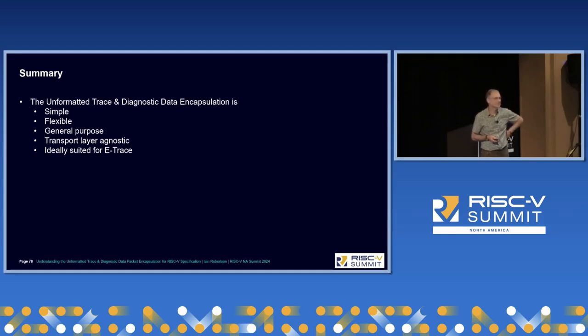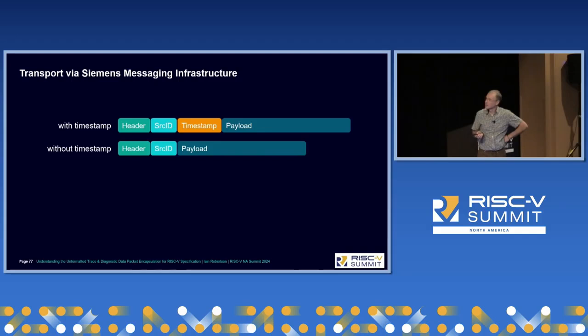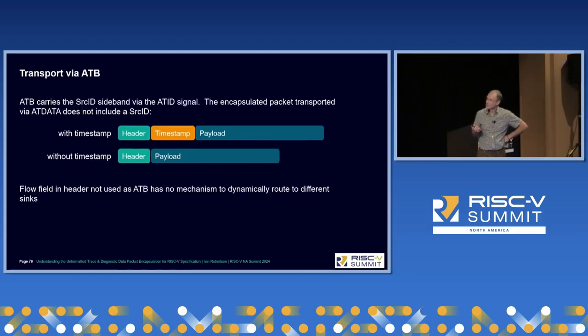Question about ATB, because you skip the source for ATB. It means you have one ATB input per source, kind of? I didn't skip the source. I left it out because the source information for ATB is transported over the ATID signals. So it means you must have one ATB ID per source, right? Yes, exactly. So the source ID information is still there, but it's not in band inside the packet. It's sideband, right on the ATB bus.